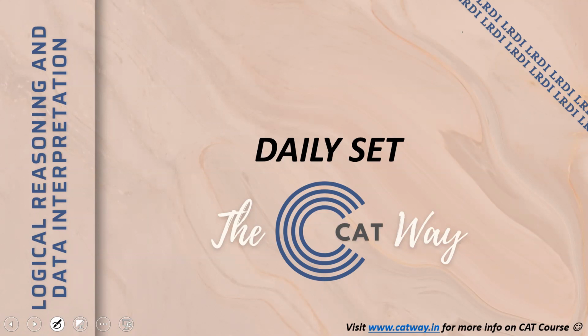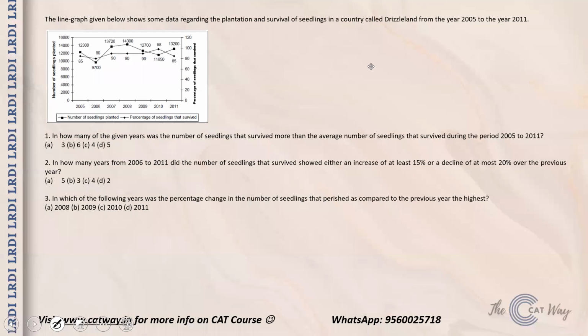Now moving on to the set. What we have been given is that the line graph below shows some data regarding the plantation and survival of seedlings in a country called Drizzleland from the year 2005 to 2011. The line graph has been given. For 2005, the square one says the number of seedlings planted, that is 12,300, and the diamond one gives you the percentage of seedlings that survived, right?